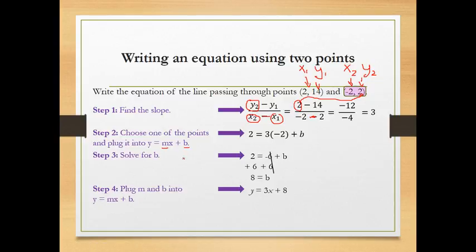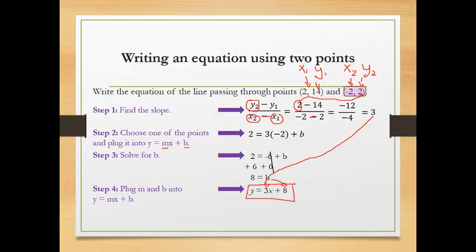So notice that where the m is, I plugged in a 3. And where the b is in our slope-intercept equation, I plugged in the 8 that we found. And then we will go ahead and write the equation as y equals 3x plus 8. Remember, the x and the y always stay there because they represent points on the line, and on a line that goes on forever and ever, there's an infinite number of points.